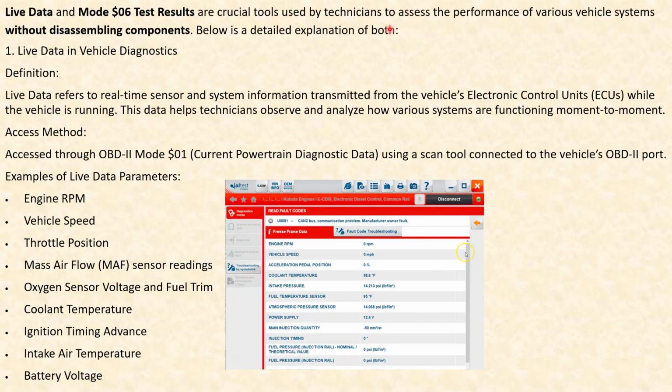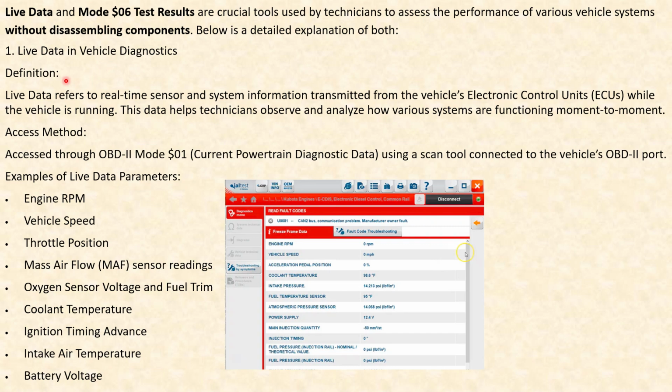crucial tools used by technicians to assess the performance of various vehicle systems without disassembling the components. Below is a detailed explanation of both. Understand this sentence: you assess the performance without disassembling the components. First is live data in vehicle diagnostics.